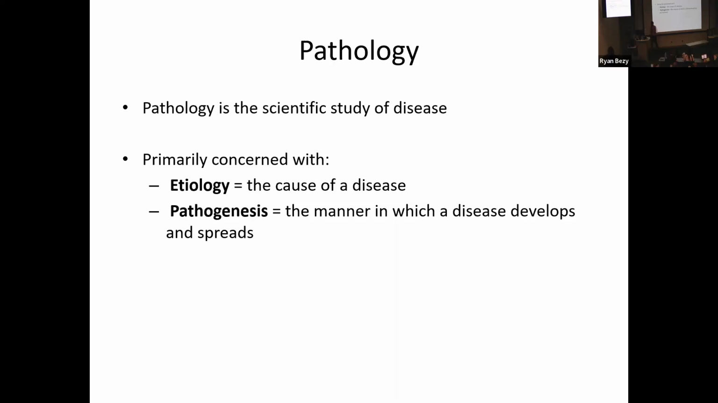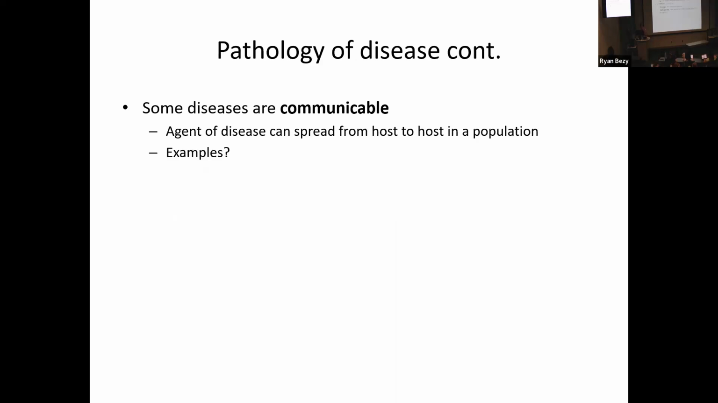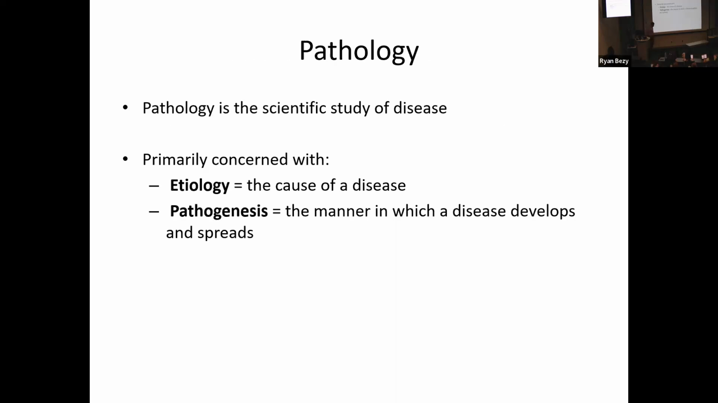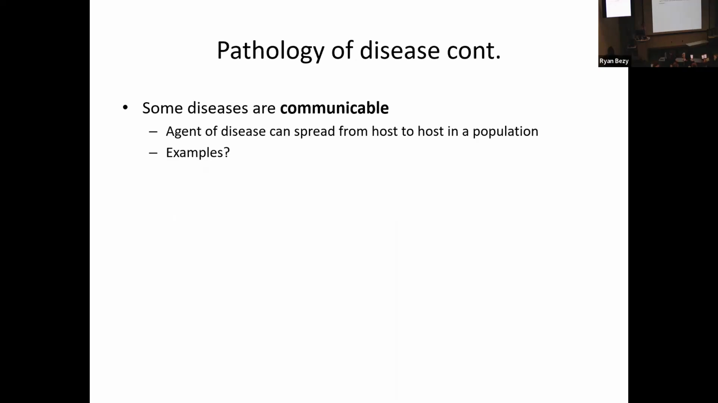And then pathogenesis is the manner in which a disease develops within a host, but also spreads from host to host. That is typically what pathogenesis is describing. When we look at diseases, diseases can be characterized in different ways. Some diseases are communicable. This means the agent of disease can spread from one host to another in the population. So this is a disease that you can catch from someone.